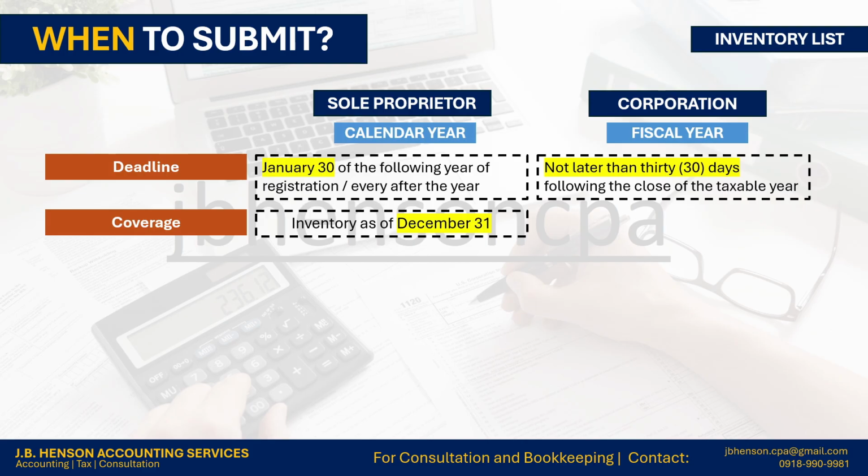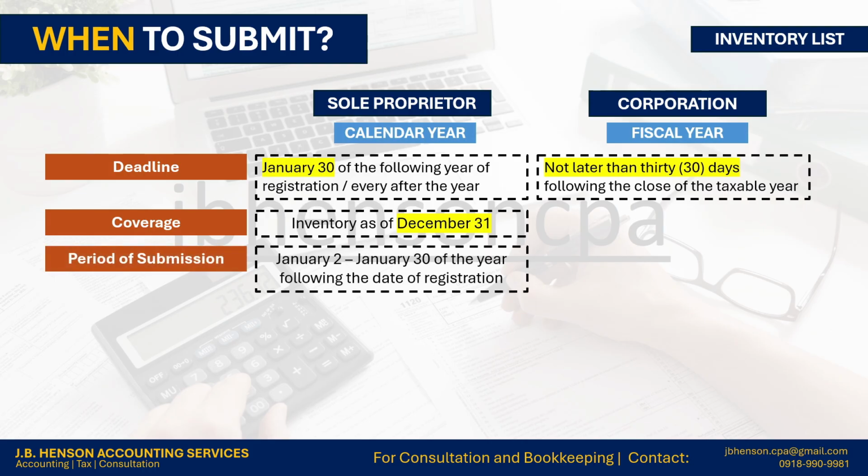For the period of submission, we have starting January 2. So, pwede ka nang magpasa nito, magpa-receive sa BIR on January 2 up to January 30. So, syempre, except during holidays. So, definitely kaya January 2 ang start natin. And, of course, except weekends. And take note that the deadline is 30 days after the taxable year. That's why it is January 30 and not January 31.